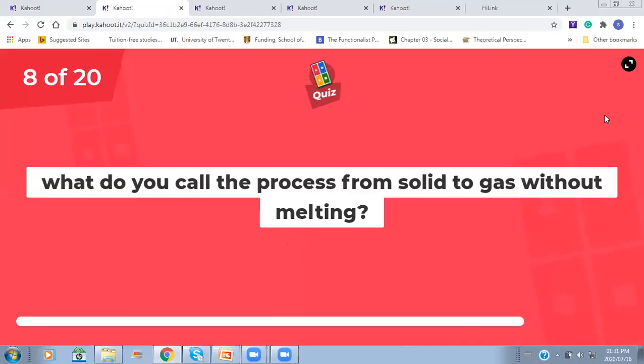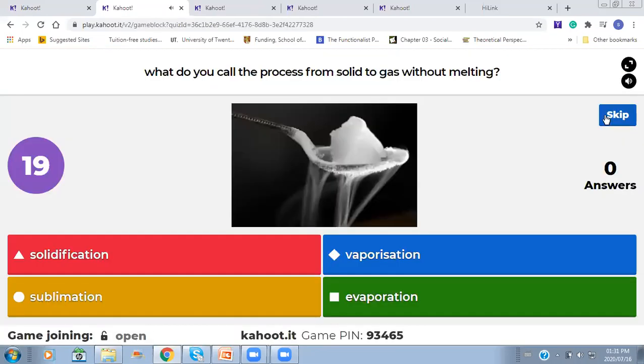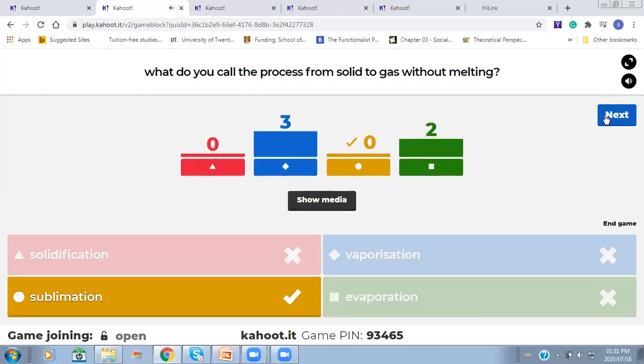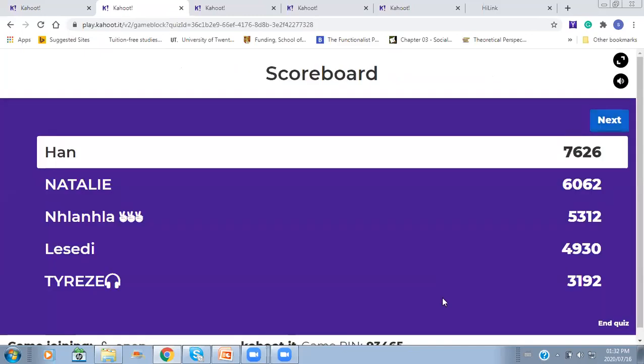What do you call the process from a solid to gas without melting? Solidification, vaporization, sublimation, or evaporation? Okay, sublimation is the correct answer, but nobody got it. So the process of a solid moving to a gas without melting, or without a liquid state, is known as sublimation. Let's go to the next.